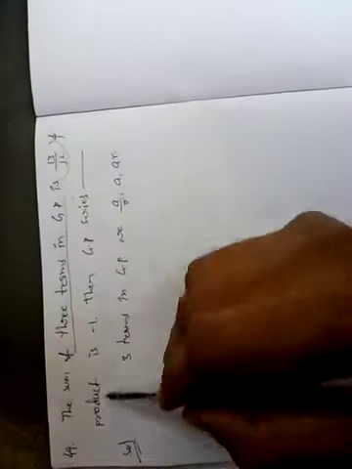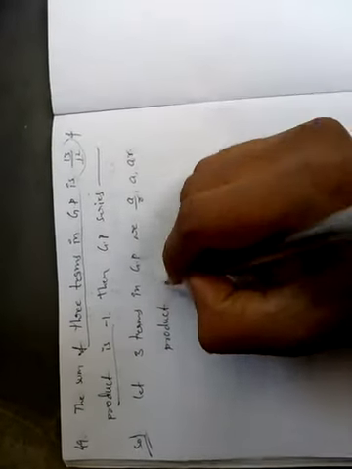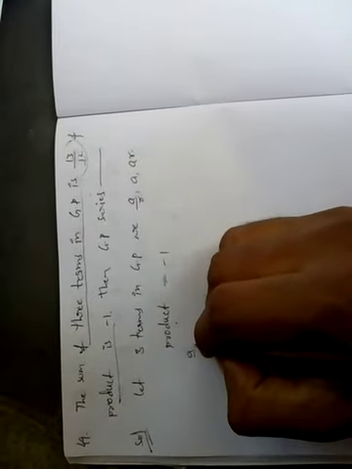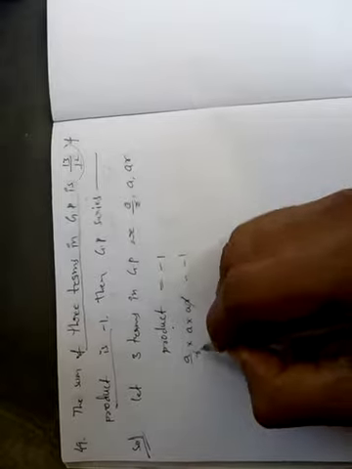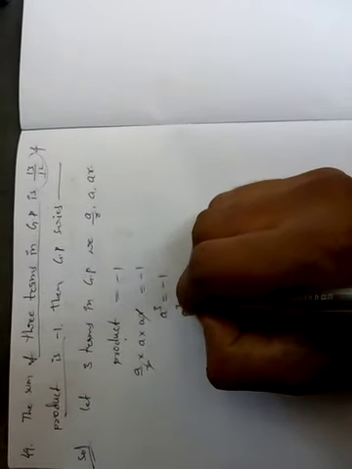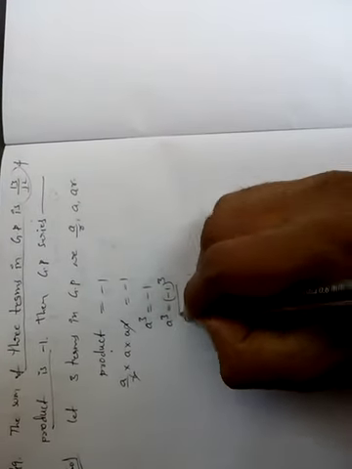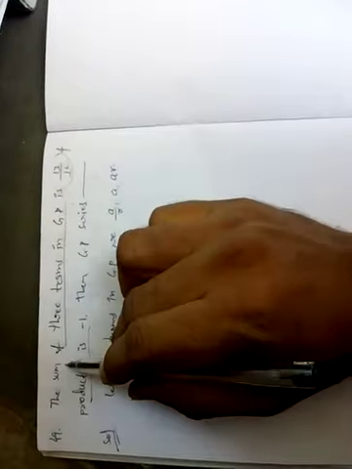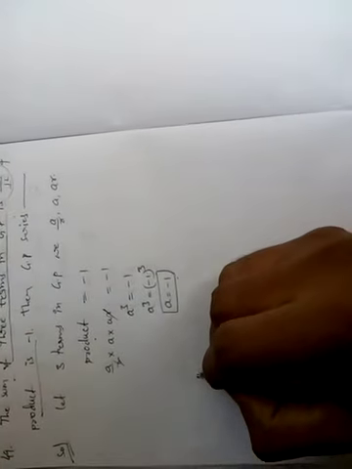So given relation, product is -1. Product of 3 terms, a/r into a into ar, is equal to -1. So r and r get cancelled. a cube is equal to -1. So a cube is equal to (-1) to the power of 3. So a is equal to -1. We get the a value. And given another relation, sum of 3 terms in GP is 13/12.